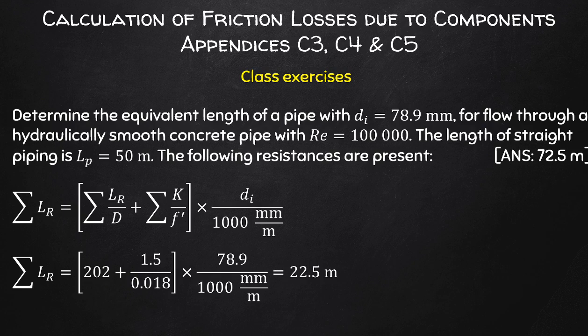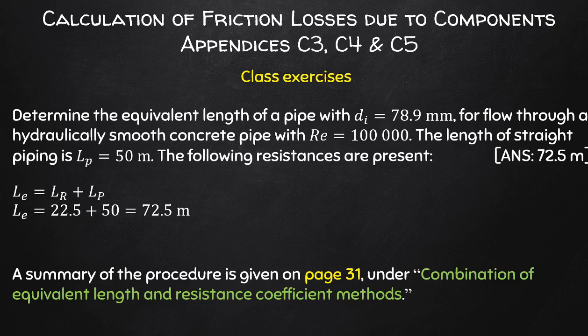You add this to LP, which is 50 meter, in order to get the total length of resistance that causes the pressure drop. And this is 72.5 meter. Okay. And so here I show the addition. So add this resistance length to the pipe length, obtain an equivalent theoretical length, so you can determine the total pressure drop for this process due to the pipe as well as all the fittings. If you're still unsure about these calculations, also read up about these on page 31 of the handbook, or phone a friend, or just ask me.